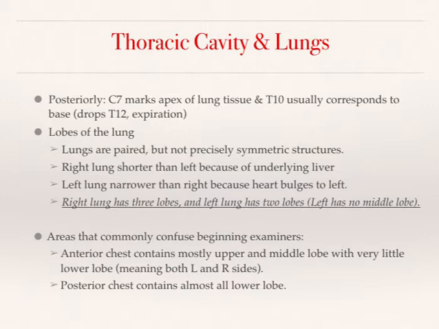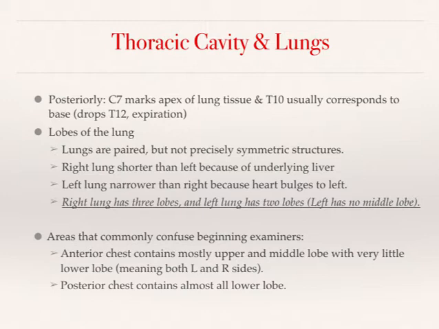Some key areas to know too: lobes of the lung. As you go through this, you're going to figure this out, but lungs are paired. We have two sides, but they're not precisely symmetrical. This is an important concept to understand, because when you're listening to lungs, the borders are going to be a little bit different between right and left. The right side is actually shorter than the left because you have the liver there. The liver is shifting the right side up a little bit, so it's shorter on the right side because of the liver. The left side is narrower because of your heart.